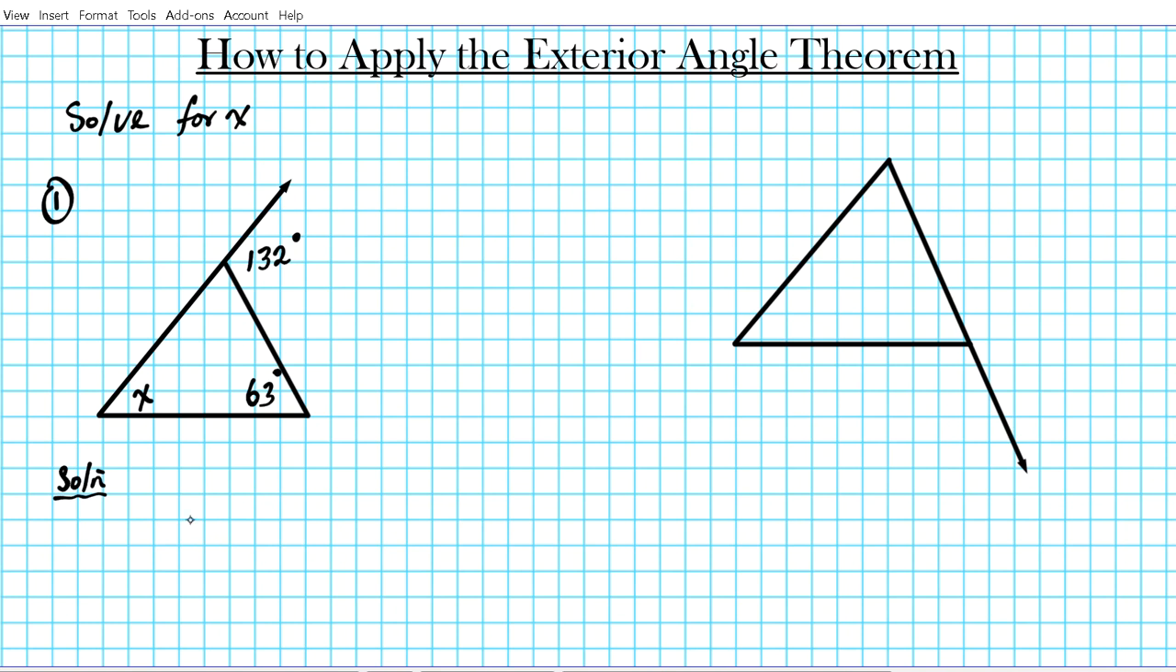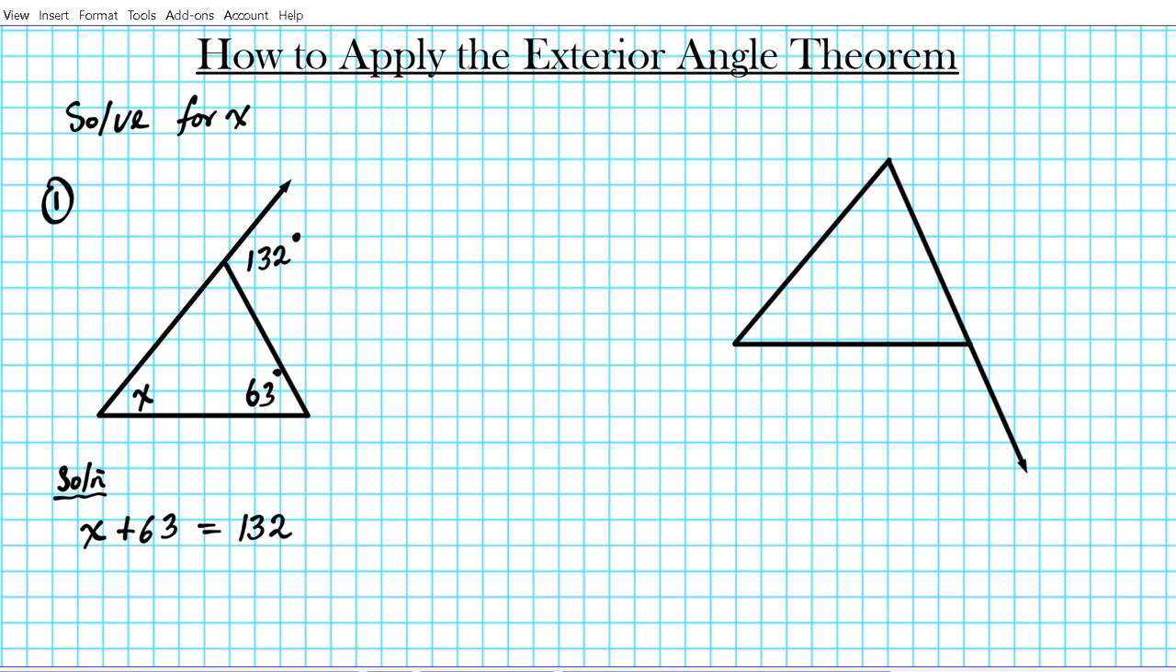So to solve for x, we're going to use our exterior angle theorem. Okay, so what's the exterior angle theorem? It just basically tells us that the exterior angle is the sum of the two interior opposite angles. So x plus 63, these are the two interior angles. Their sum is equal to the exterior angle 132. All right, so we're now going to solve this resulting algebraic equation using the properties of equality.